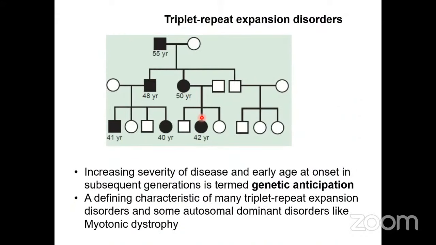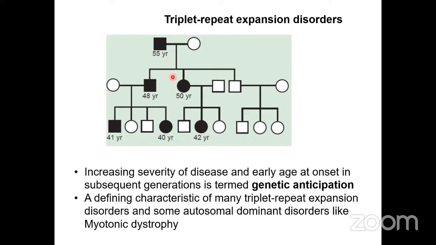Triplet repeat expansion. Here, again, this doesn't follow Mendelian inheritance. All family members are affected. I mean, vertical transmission is there. Male and female are both affected. The most important point here is the increasing severity of the disease and earlier age at onset in subsequent generations. It is termed genetic anticipation. The best example is Fragile X. If the number of triplet repeat copies increases over generations, then the manifestation will appear.